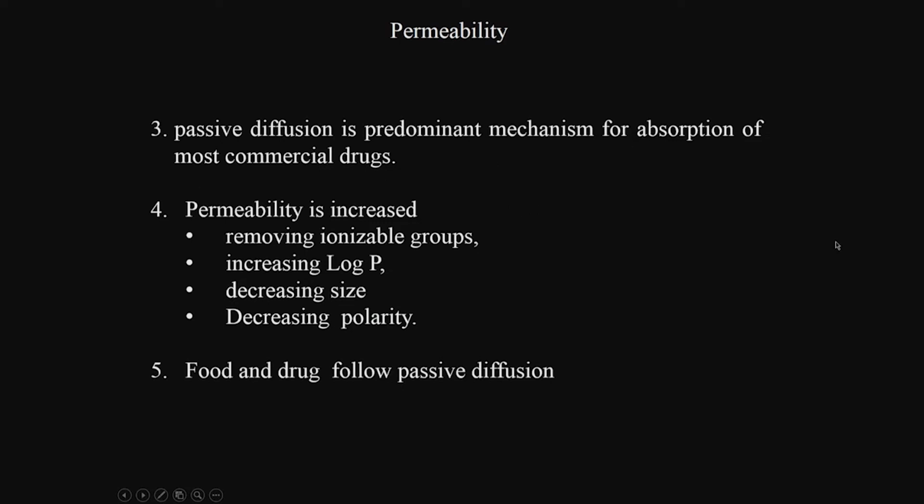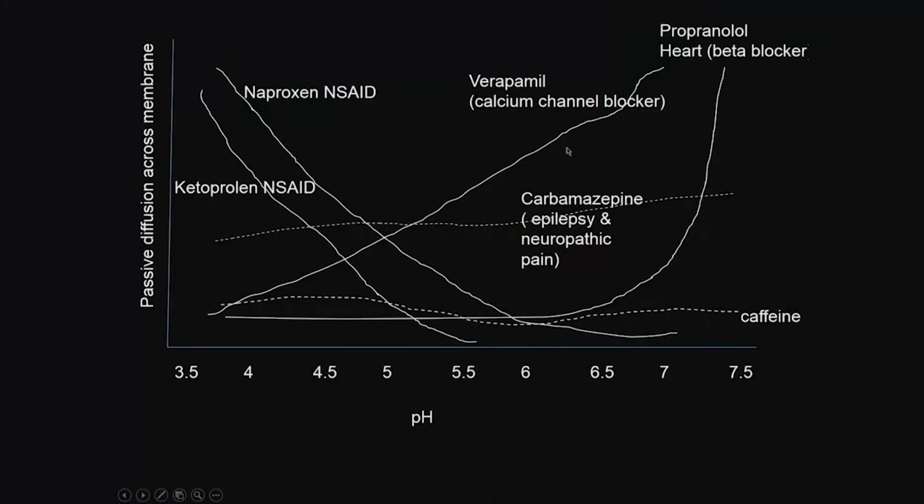Food and drug follow passive diffusion, like I mentioned. So, there is always going to be a competition when you take food and drug together, okay. That is why it is always recommended for different types of drugs when to take before or after and so on actually. So, this is a very interesting slide, passive diffusion across the membrane as against pH, okay. So, we are talking this very low pH could be the stomach, and it goes to small intestine, large intestine and so on, okay, up to colon.